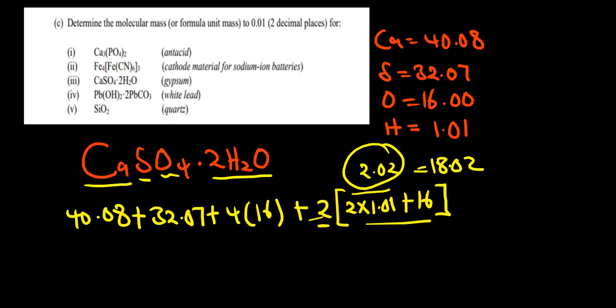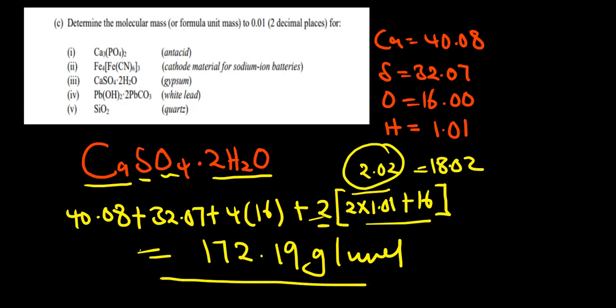Okay, so I'm going to multiply this last 2 here with 18.02. So I'm going to say 18.02, like that. Okay, so from all my addition, I'm getting 172.19 grams per mole as our molecular mass for this gypsum here. Alright, so we are done with that question. We are going to go to the next one.